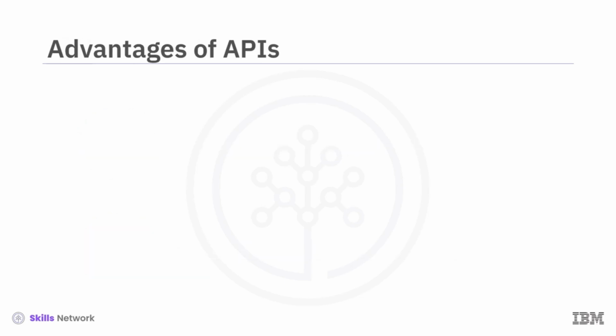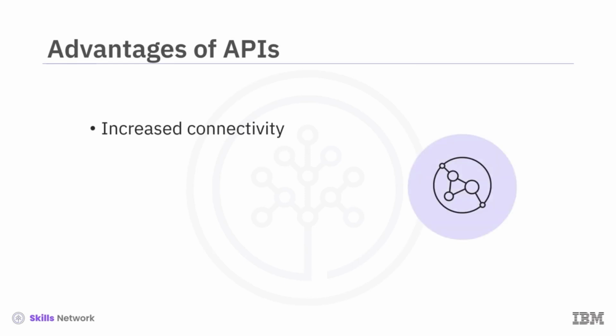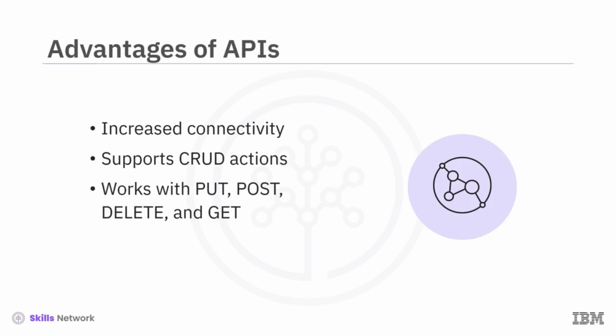An API can be beneficial for many reasons, including: it improves connectivity between apps. It supports traditional create, read, update, delete, or CRUD actions. It works with HTTP verbs, including put, post, delete, and get. It is based on HTTP, making it customizable.